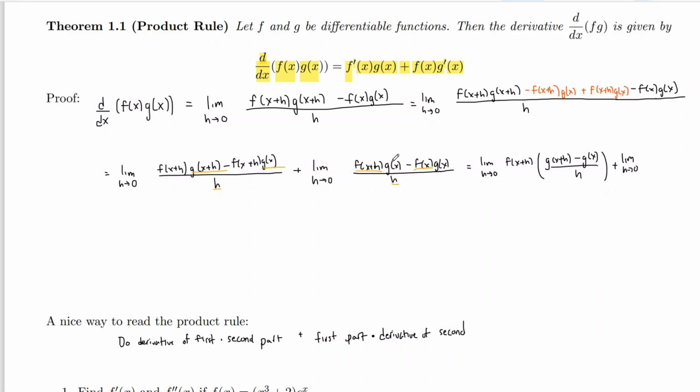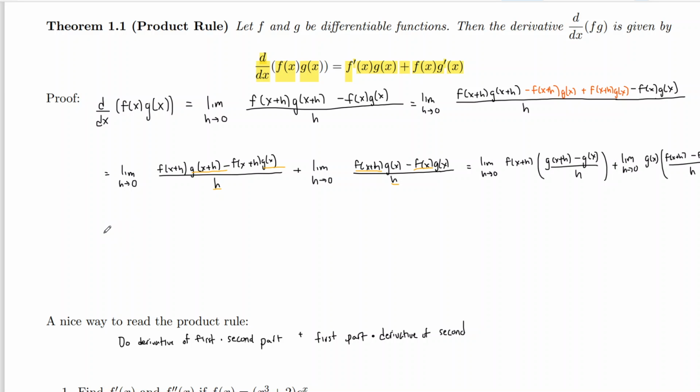And then this one, I'm going to factor out the g of x because that's in common in each term on the top. And I'm going to do it the same way as I did the other one. Write a big parentheses for what's left inside, which is f of x plus h minus f of x over h.